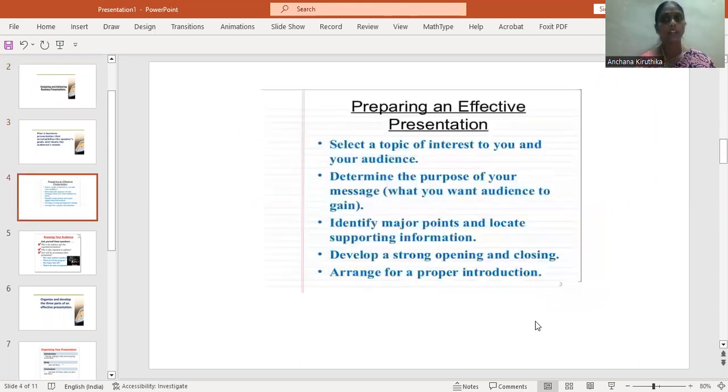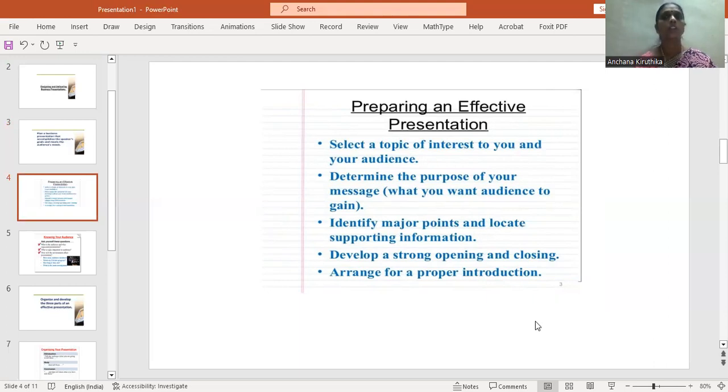For preparing an effective presentation, we have to keep certain things in our mind. First, we have to select the topic which is of interest to the speaker as well as to the audience. The selection of topic is the primary thing to be considered. And the next one is we have to determine the purpose of the message. What is the purpose? Why are we communicating this message to the audience? Why is it important to them? That is to be determined. That is to be analyzed.